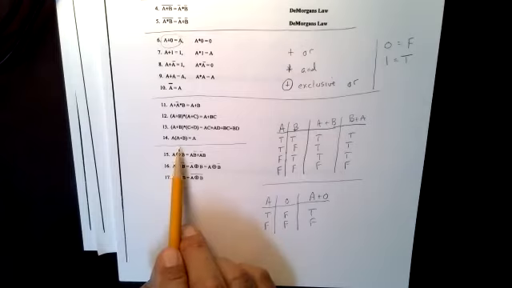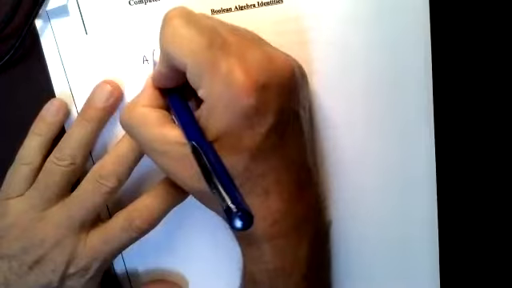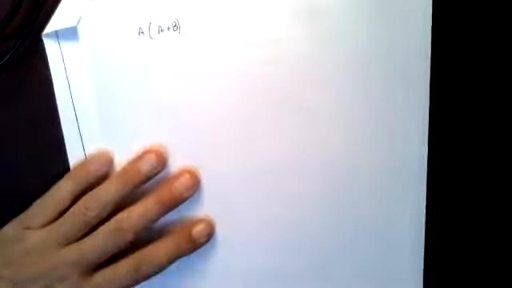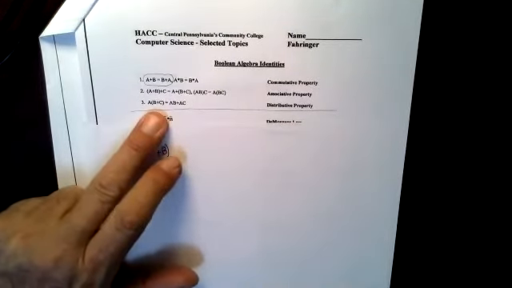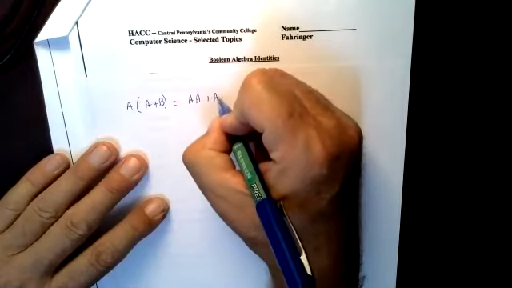Oh, check that puppy out. A times A plus B equals A. We're going to prove that one. All right, let's see what we got. A times A plus B, and we want to simplify that. If I remember right, I do in fact have the distributive property, correct? So this is also going to equal AA plus AB.